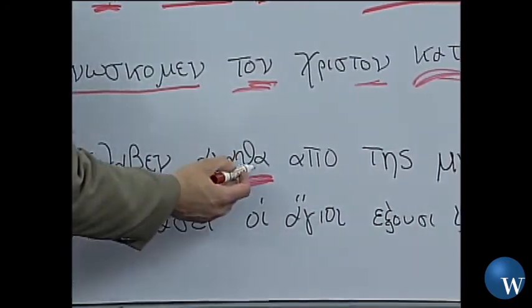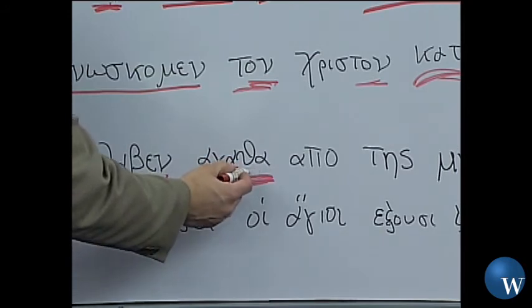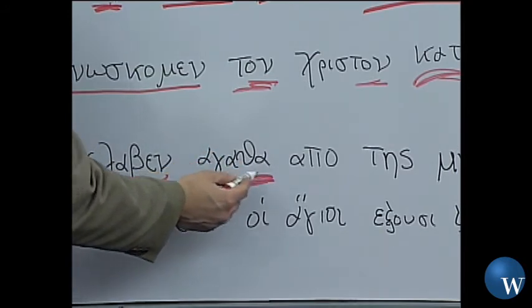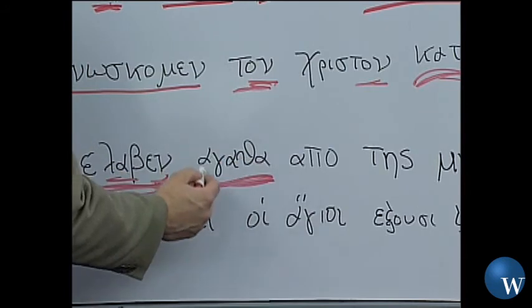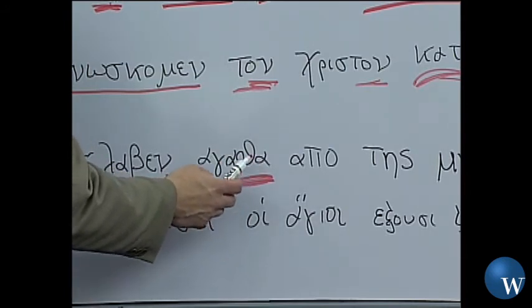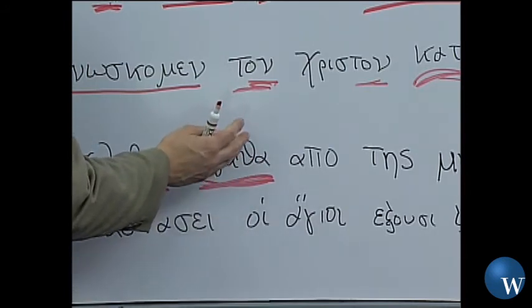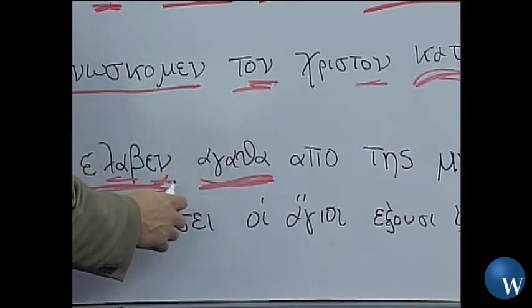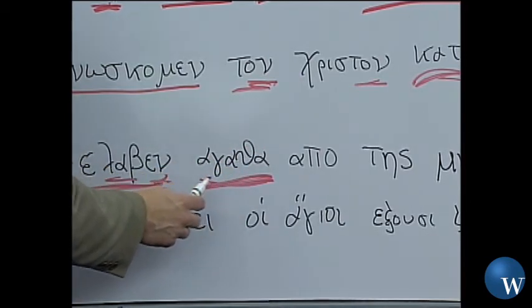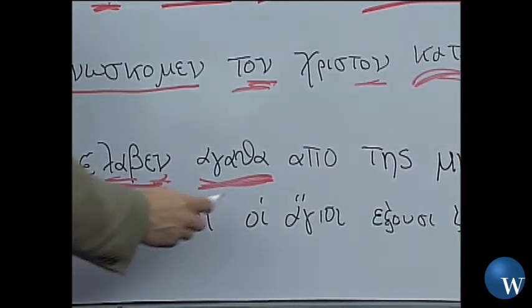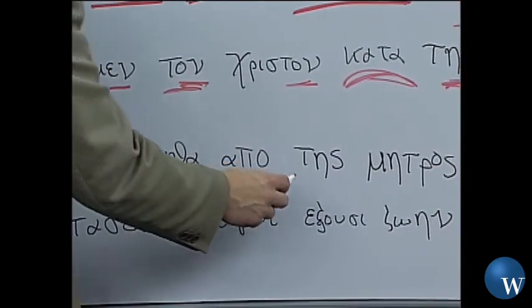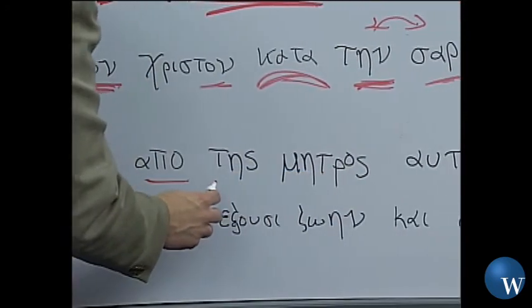Now remember, this is an adjective that is going to be nominalized in a way, or used as a substantive, I should say, used as a noun. So the children received good things, is how we're going to translate that. Apa, from, and then here is the lesson from this chapter.